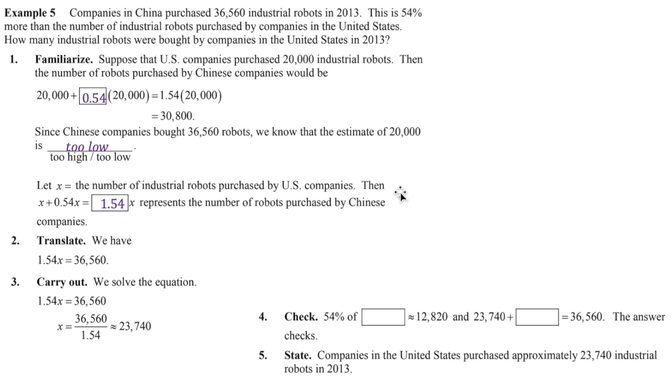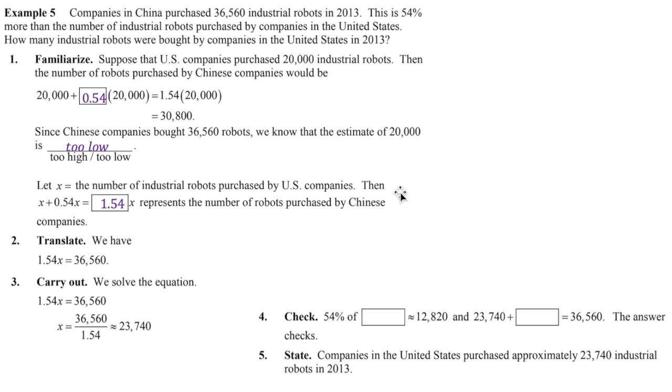So let's translate this. We have our equation of 1 and 54 hundredths times X equal to what we know was purchased in China. So let's go ahead and simplify so that we can solve. We need to divide both sides by 1 and 54 hundredths, which is approximately 23,740. So slightly more than our original guess.